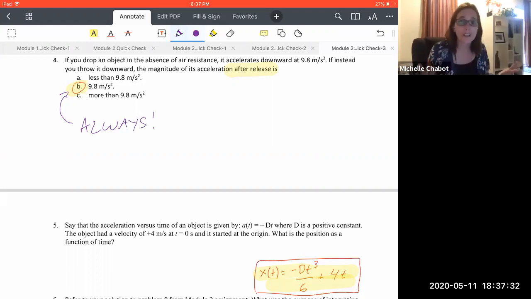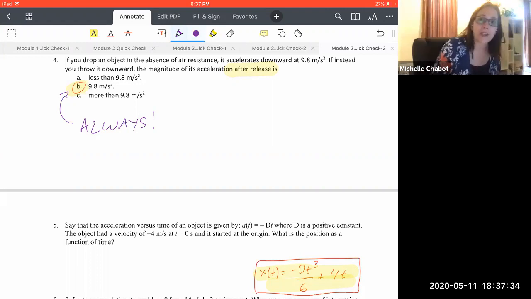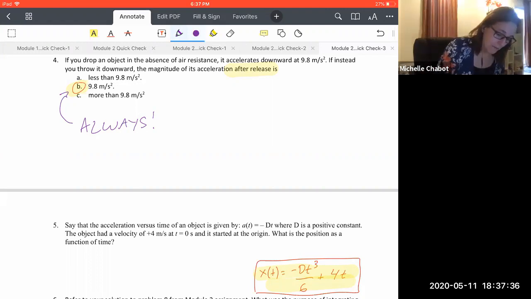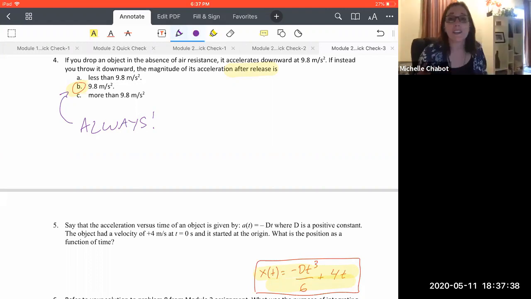That is our only thing that we have, which is the acceleration due to gravity, 9.8 meters per second squared. And this is after it's been released. Whether or not it's already headed downward or you drop it from rest, it does not impact the acceleration. It only impacts your initial velocity.